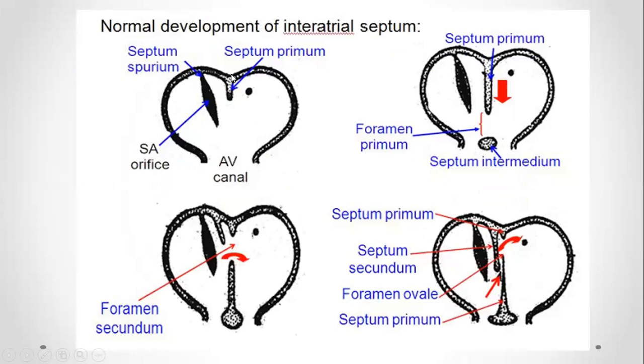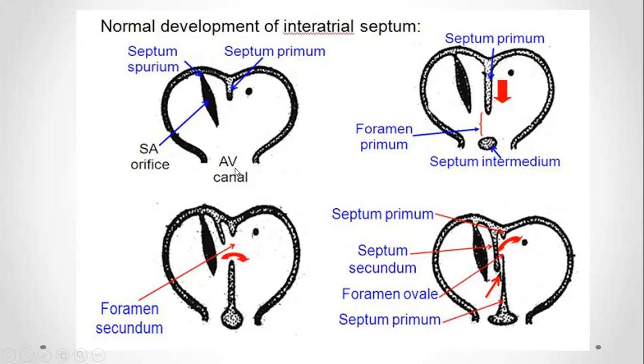Here slowly there is development of a septum in the middle of the atrium. The atrium is a single chamber. Now there is development of a septum called the interatrial septum. This is called the first septum, the septum primum, because it is the primum, the first. This septum will start descending downwards. If you see here, it starts descending downwards.